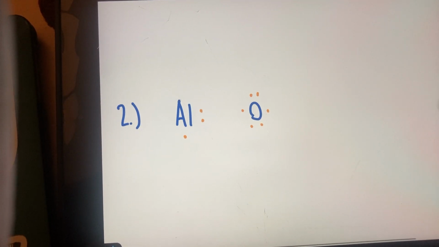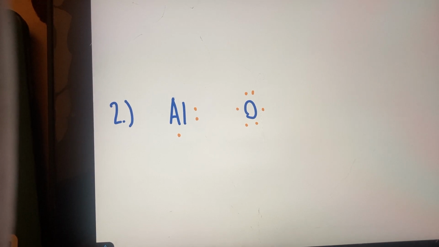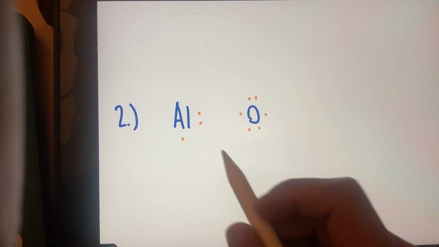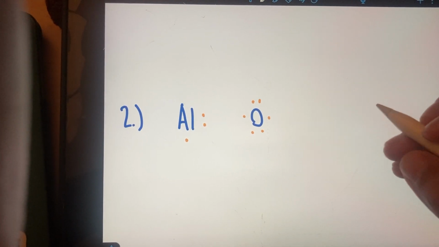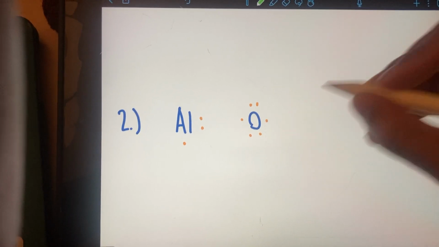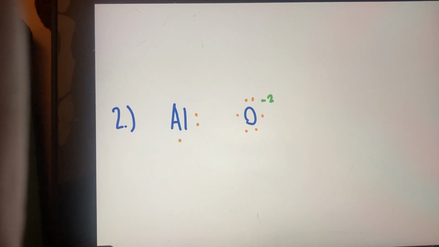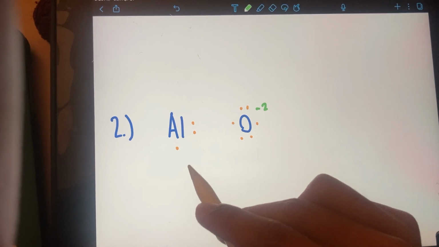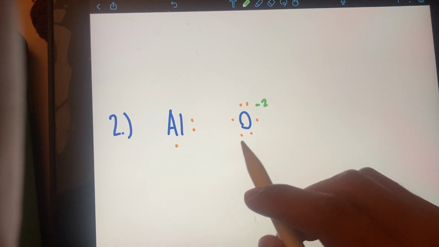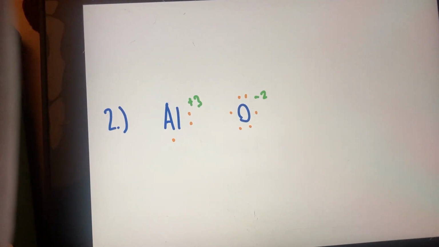Okay, let's do one more example. So in this case, we have aluminum and oxygen. And aluminum has 3 valence electrons, where oxygen, we remember, has 6 valence electrons. And remember that oxygen would end up with a negative 2 charge if it were to gain 2 electrons. But aluminum will want to give away 3 electrons. And if it were to do that, it will end up with a positive 3 charge.